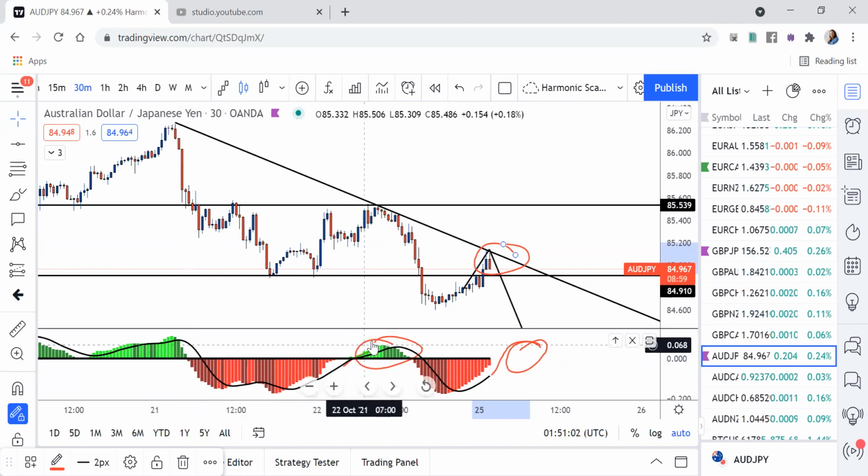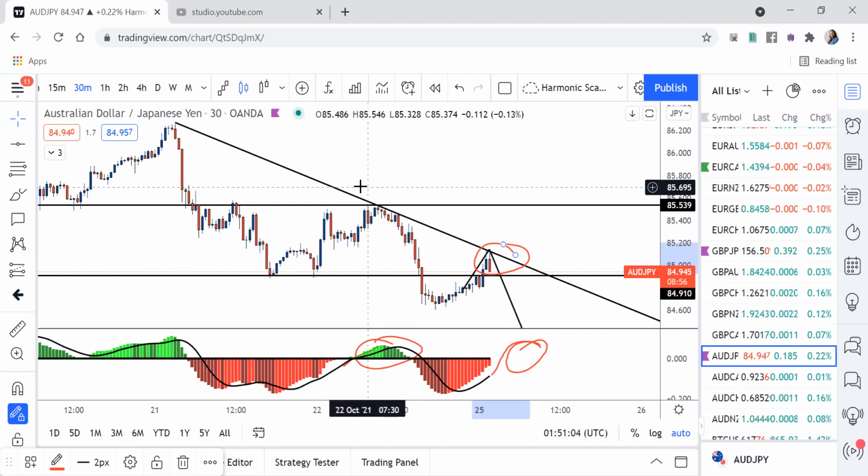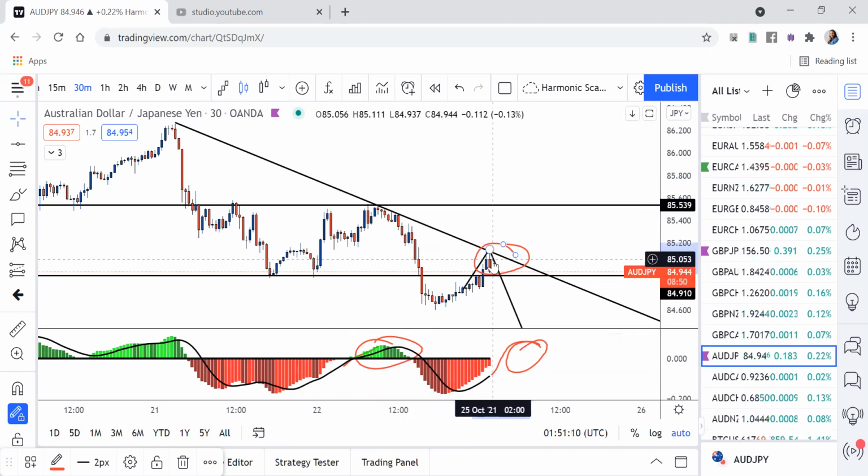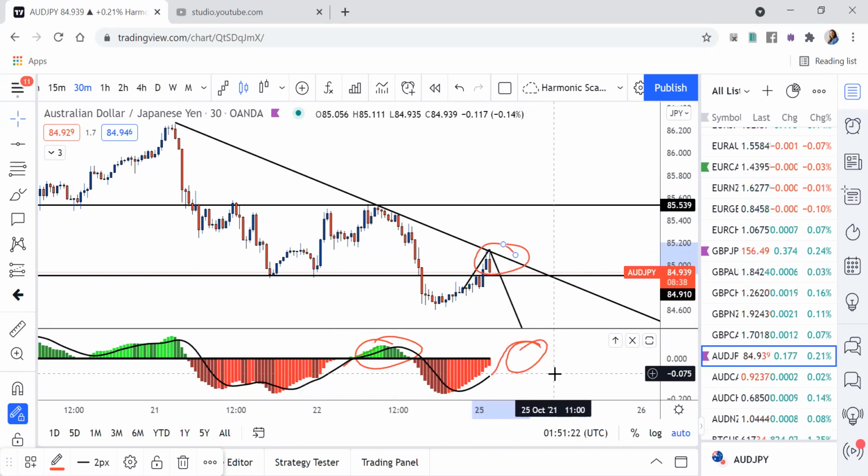So once price comes over, look for that sell. Same thing as what happened here: waiting for that retest, price to come over, MACD to come over to give us the retest, and then look to sell. Same situation.